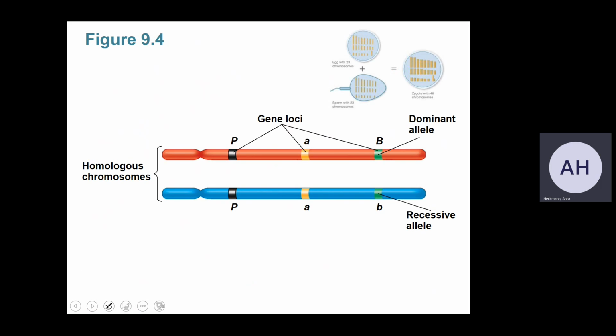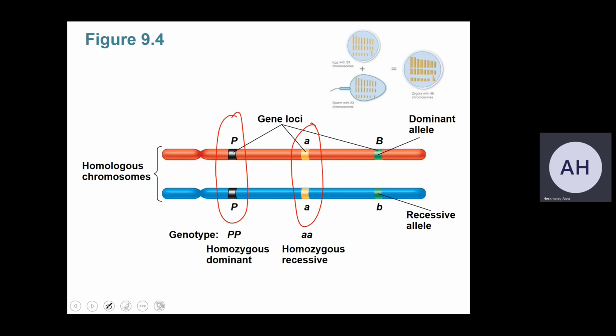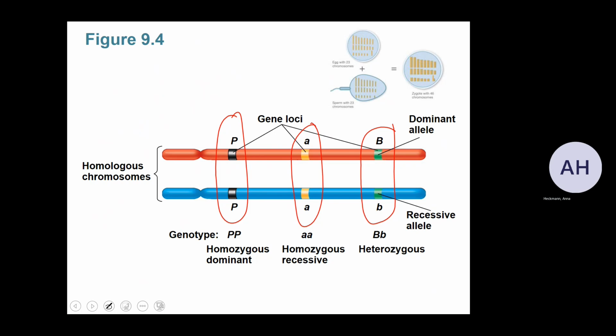Let's summarize and put it all together with this pair of homologous chromosomes. The genotype for this locus is capital P, capital P. That's homozygous dominant. For this locus is lowercase a, and that's homozygous recessive. And then we have our heterozygous, capital B, lowercase b.